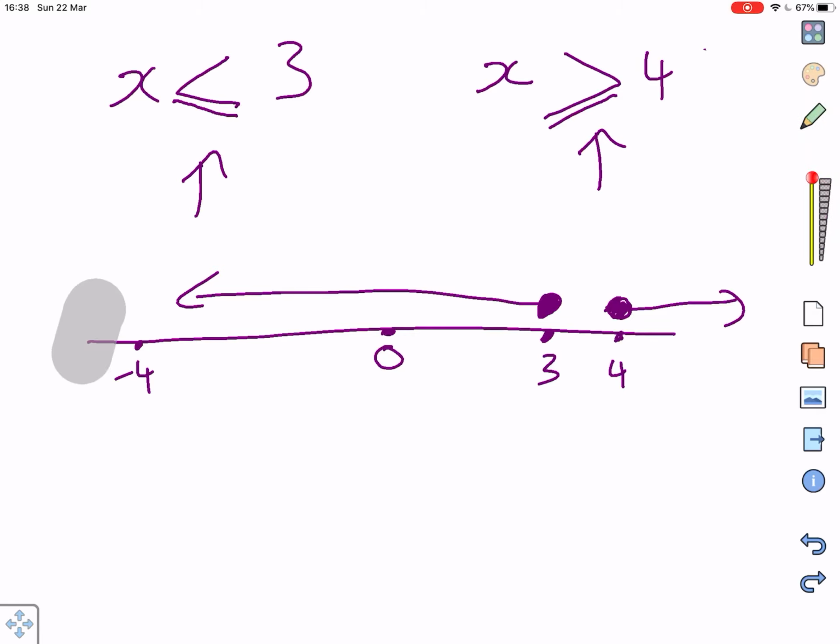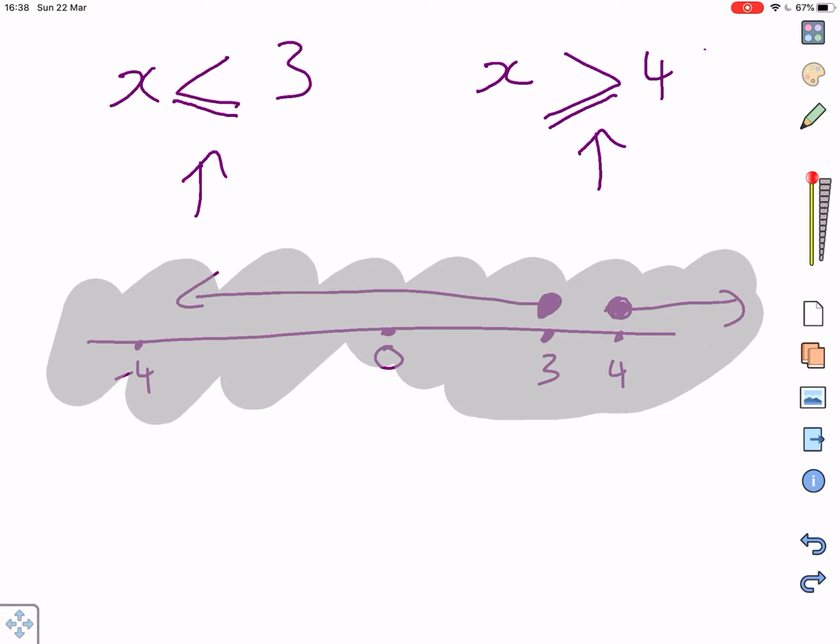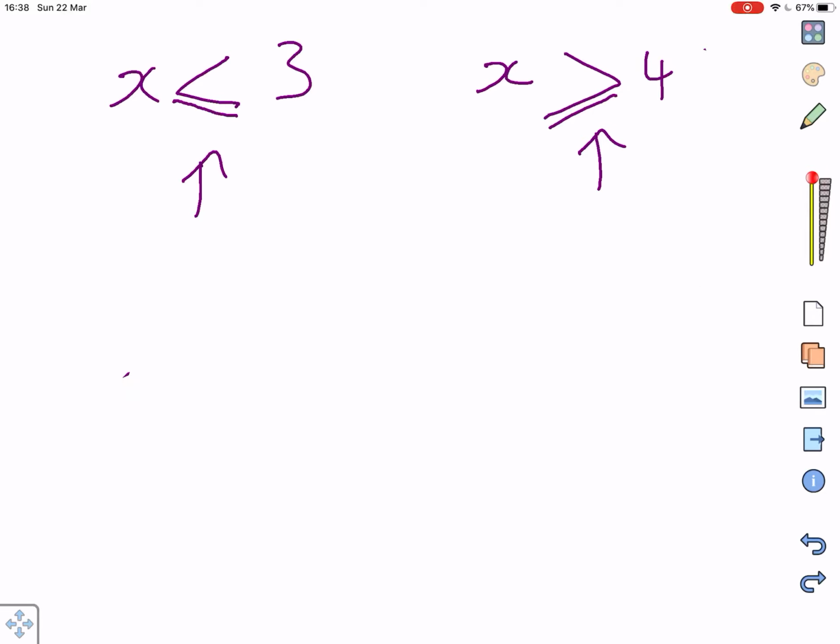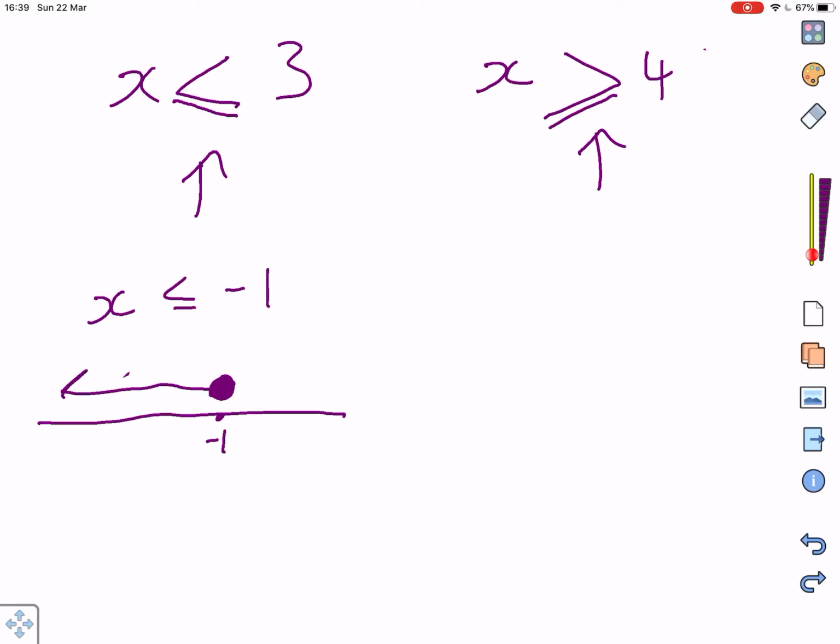Let's just rub that out and do a couple more number line questions. So if I had, for example, x is less than or equal to -1, I could draw my number line. There's -1. x is less than or equal to, so I can colour in my circle because it could actually land on -1, and then it'd be anything less than -1 as well. So that represents x being a number less than or equal to -1.